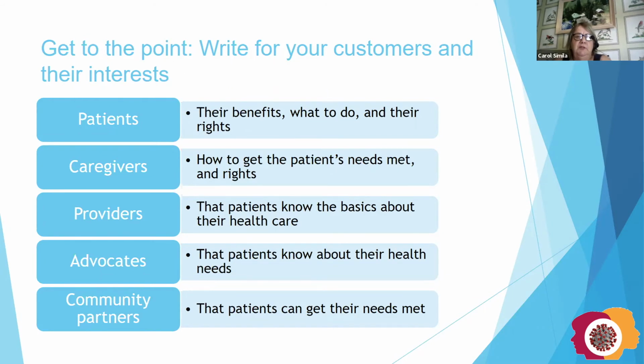For caregivers, they need to know how to get the patient's needs met and the patient's rights. Providers need their patients to know the basics about their health care. Advocates want patients to know about their health needs, and community partners, their point is that their patients can get their needs met. So think about what your perspective is. If you're a community partner, you don't necessarily want to write from the exact same perspective as a provider.